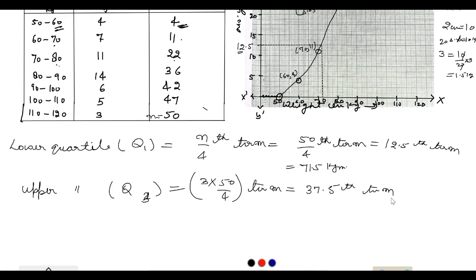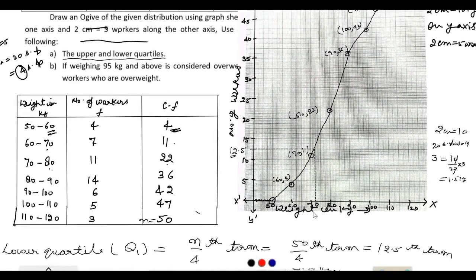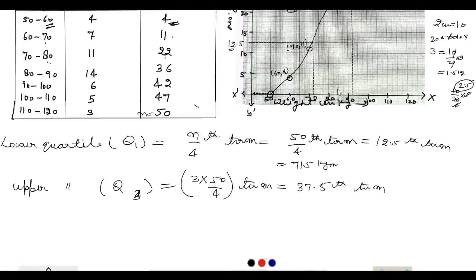(37.45 turn). Now take it on the graph. 37.5th. This is between 35 and 40. Now take its corresponding data on x-axis. Approximately 5 parts after 90. Then 5 small parts on x-axis is equal to 2.5 kg. It means 90 plus 2.5, 92.5.